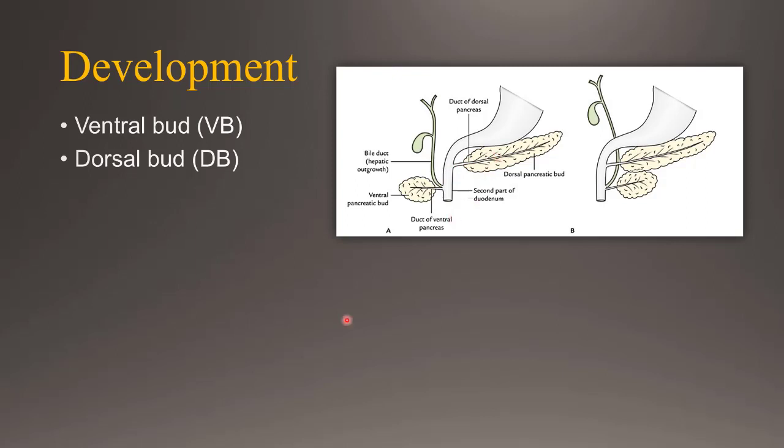During development, differential rotation of duodenum like this will shift the ventral bud along with the hepatic bud posteriorly. So like this, ventral bud shifts dorsally from right side. This is how bile duct lies behind the dorsal bud.